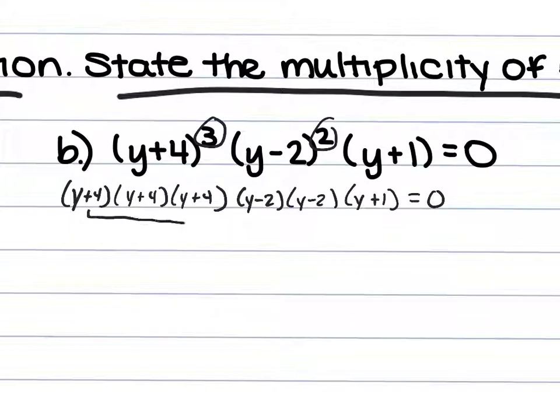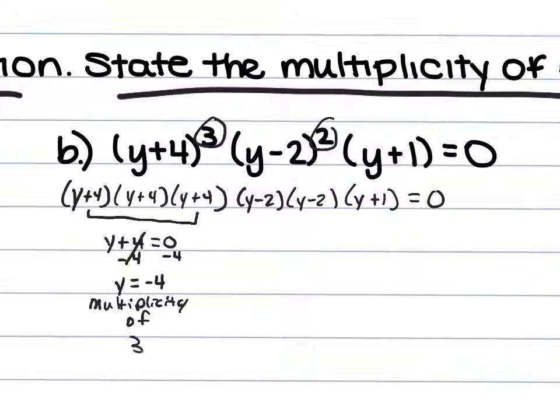So notice that there are 3 of these, right? So we've got y plus 4 is equal to 0. We could write that 3 times if we want to, but just remember, this is happening 3 times. So we're going to go minus 4, y is equal to -4. Now that -4 has a multiplicity of what? Of 3, meaning it happens 1, 2, 3 different times.